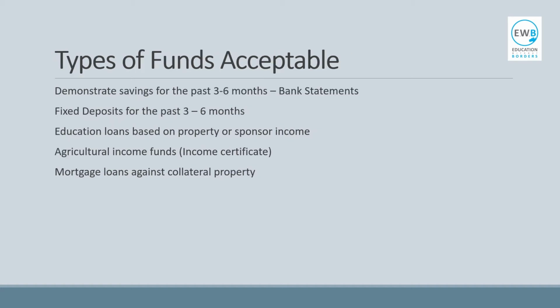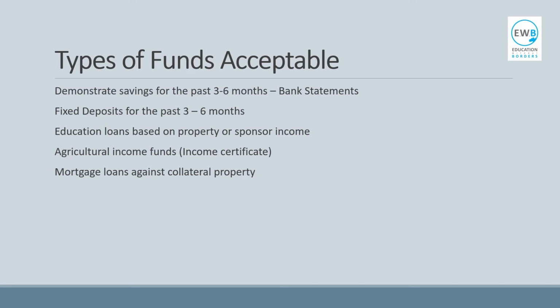Another type of question that I'm often asked is what types of funds are acceptable to demonstrate your financial capacity in Australia. As I mentioned earlier, you can demonstrate that you've got savings for at least the 6 months, and you can do this in the form of bank statements. The more you can provide, the better. So 6 months would be better than 3. If you happen to have any fixed deposits, the same thing applies here. Any bank statements that you might have over the last 3 to 6 months, again.